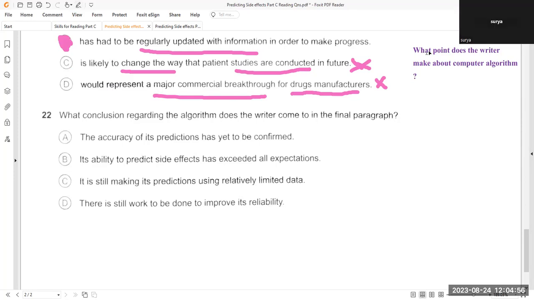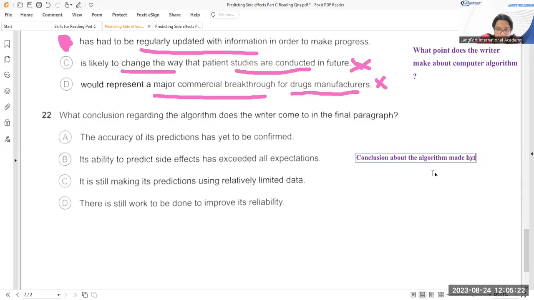What conclusion regarding the algorithm does the writer come to in the final paragraph? So we need to find out what? The conclusion. The conclusion about the algorithm, made by the writer.